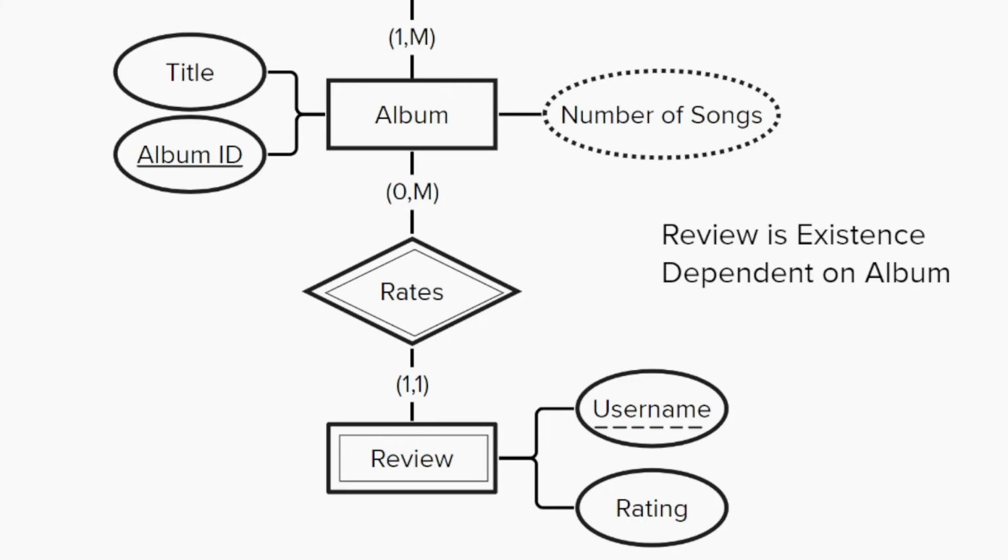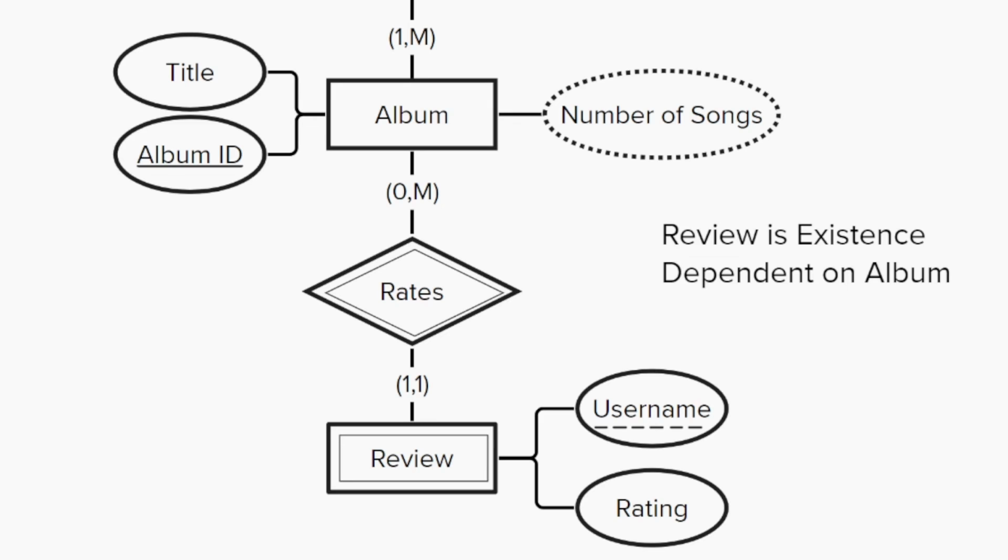An example of this could be a review written about an album that assigns it a rating, such as one would see on an e-commerce website. A review is existence dependent on an album that it rates, and has attributes username of the reviewer and rating, which could be a number of stars on a 5-star scale.